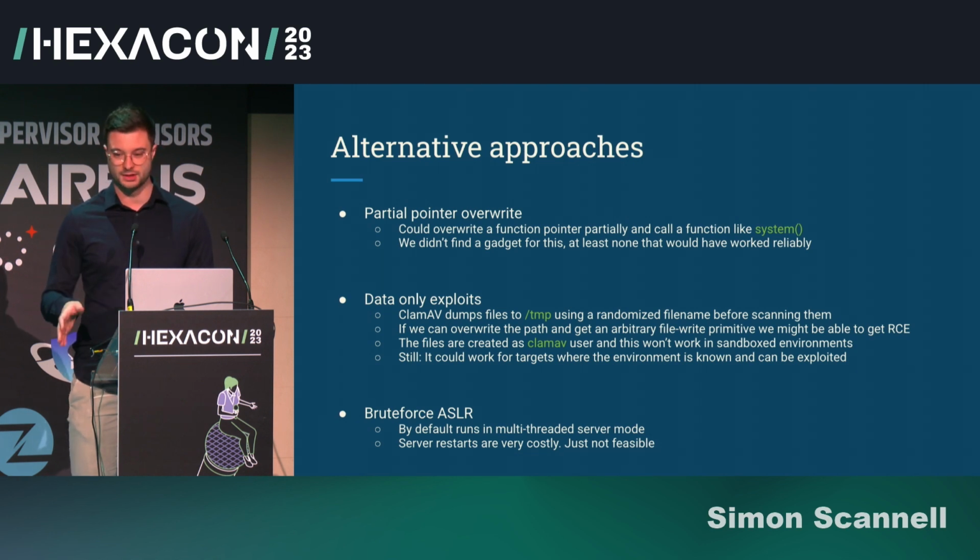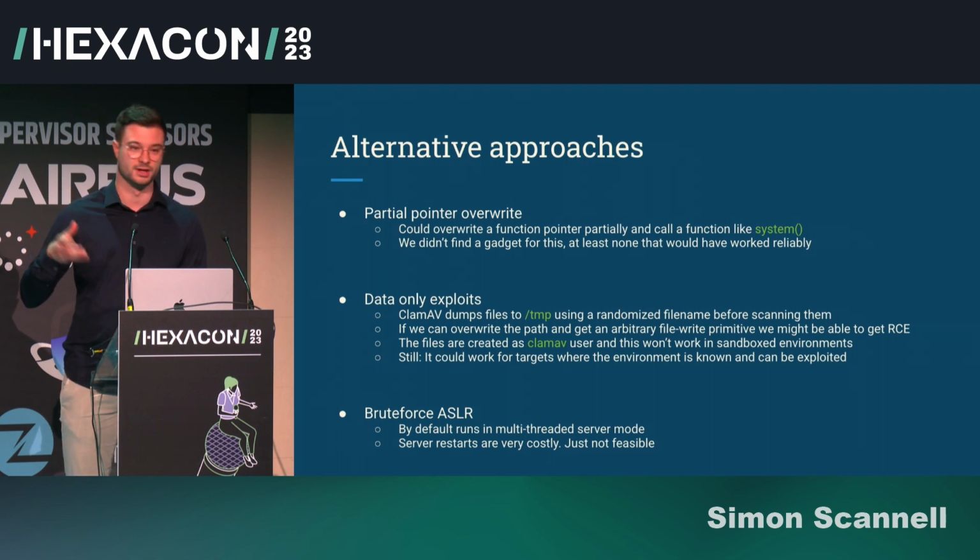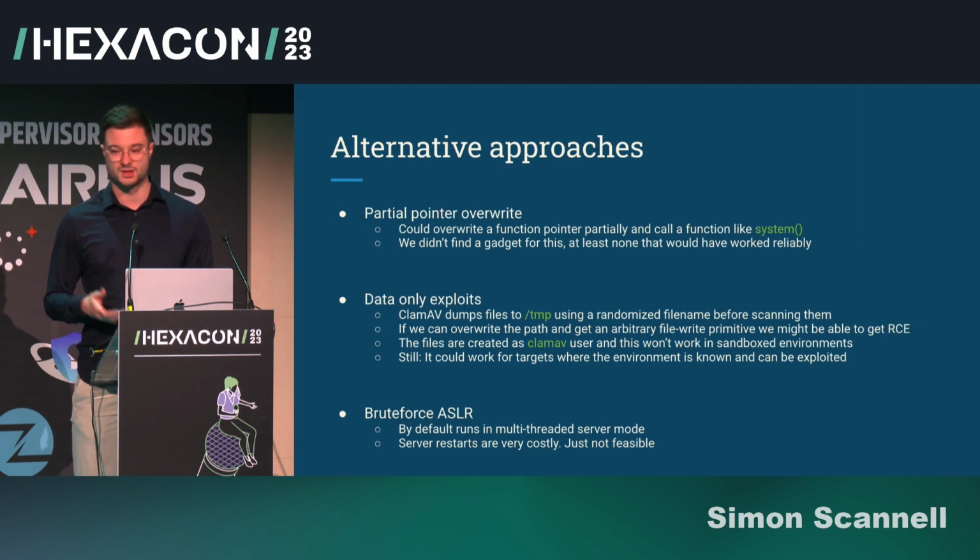So before I get into the actual bugs, I just want to consider the alternative approaches that I could have taken and why they didn't end up working. So for one, we could have tried a partial pointer overwrite, where instead of overwriting an entire function pointer to gain RIP control, we just overwrite a few bytes to make it point somewhere like system. But in those cases, you have to get kind of lucky that there's a function pointer that lets you do this, and where the first argument is a controlled string. And it just didn't work out for me, and I didn't find any gadget, at least none that worked reliably.